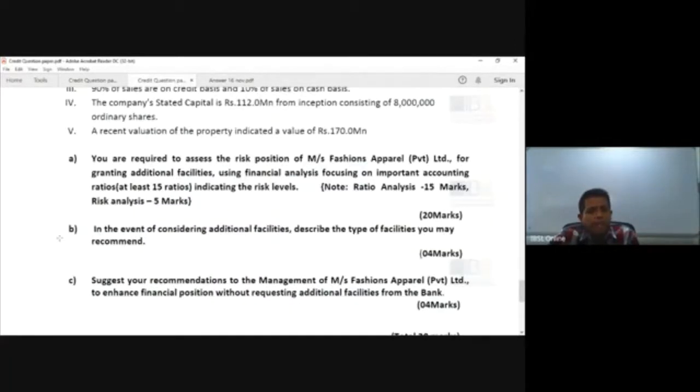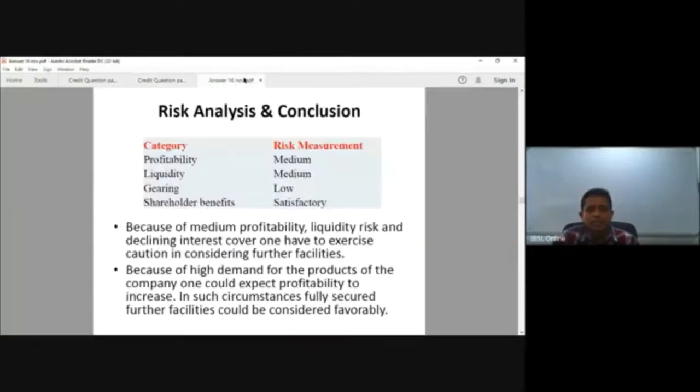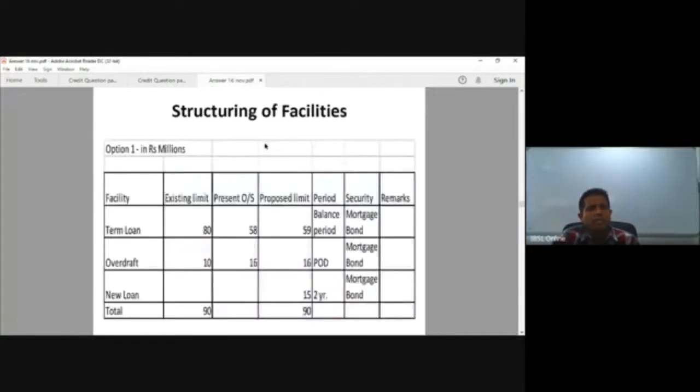Then part number 2: in the event of considering the additional facilities, describe the type of facilities you may recommend. 4 marks have been allocated. Right? We have a few options. Option number 1. Currently, you can see in this table, you have an existing limit of 80 million term loan and 10 million for overdraft. Altogether 90 million is there. The amounts outstanding are 58 million and 16 million. Right.